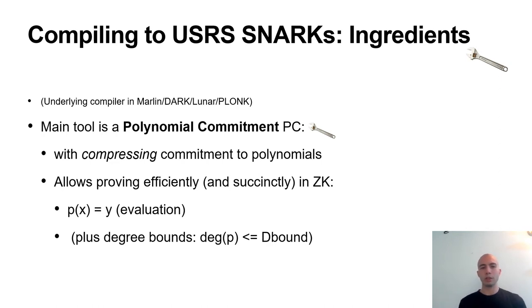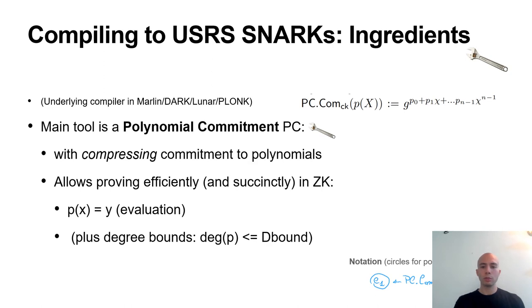So, for example, they should allow to prove some guarantees about the degree of the polynomial. We can ignore these details for this presentation. And one popular polynomial commitment we use in practice is the KZG commitment, which looks roughly like that.